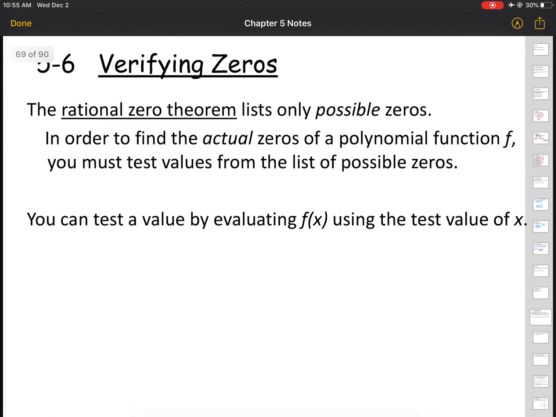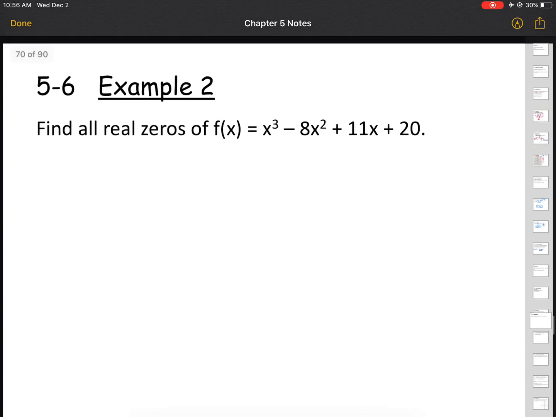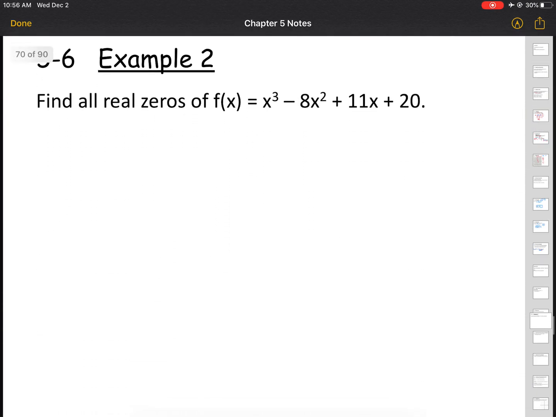So the rational zero theorem only lists out possible zeros. In order to find the actual zeros of a polynomial function f, you have to test values from the list of possible zeros. You could test a value by evaluating the polynomial f of x using the test value of x. So for example here, we're going to find all real zeros of f of x, and that polynomial here.